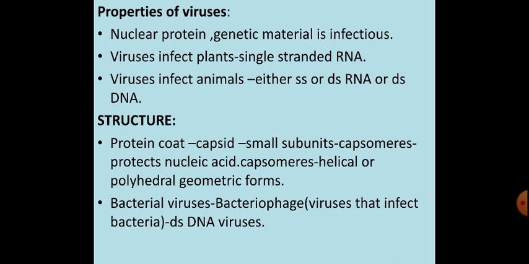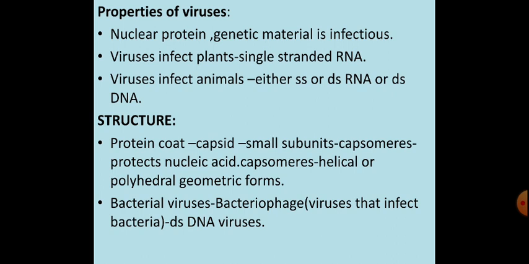These capsomeres protect the nucleic acid. Nucleic acid is nothing but genetic material. Okay, they have a protein coat called capsid, made up of small subunits called capsomeres, which protect the nucleic acid. Capsomeres are arranged in helical or polyhedral geometric form. This is the polyhedral structure. Helical are strand-like structures.